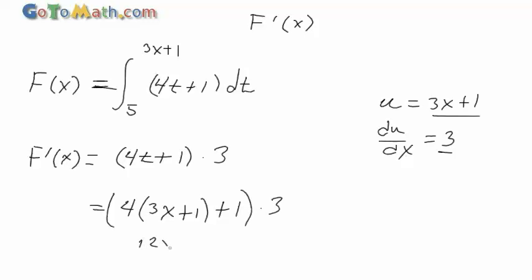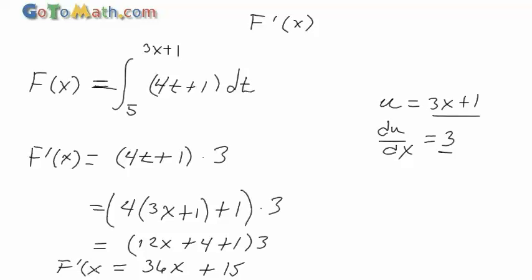Okay, and then what we'll do is go ahead and just distribute this 4 across. So we have 12x plus 4, and then of course we have this plus 1 out here, and the whole thing is times 3. So we have 4 plus 1 is 5. Okay, so that's going to be 36x plus 15 is equal to f prime of x.